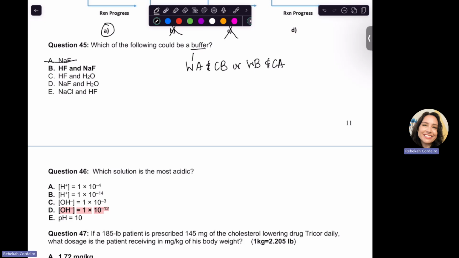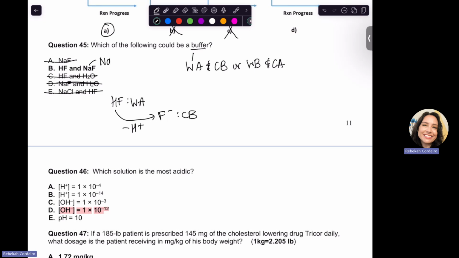Let's see. There's no acid or base there that we're recognizing in that one. So HF is a weak acid. So what's its conjugate base? When you get rid of H plus, you get F minus. That's your conjugate base. So we need HF with F minus, not H2O and not NaCl.